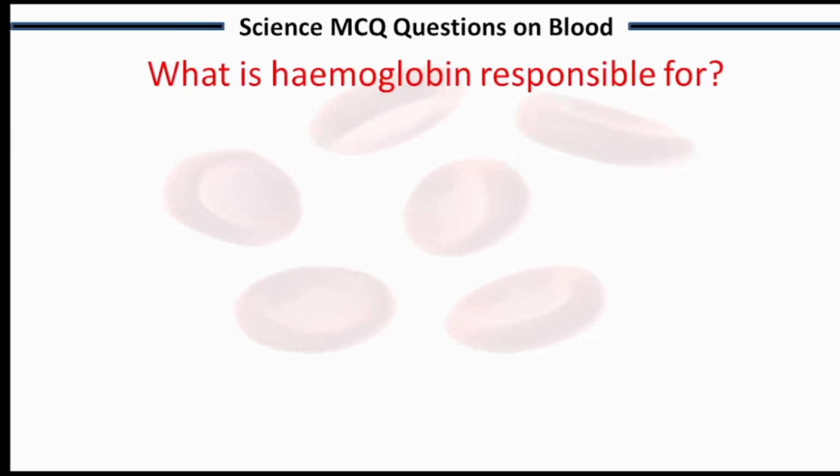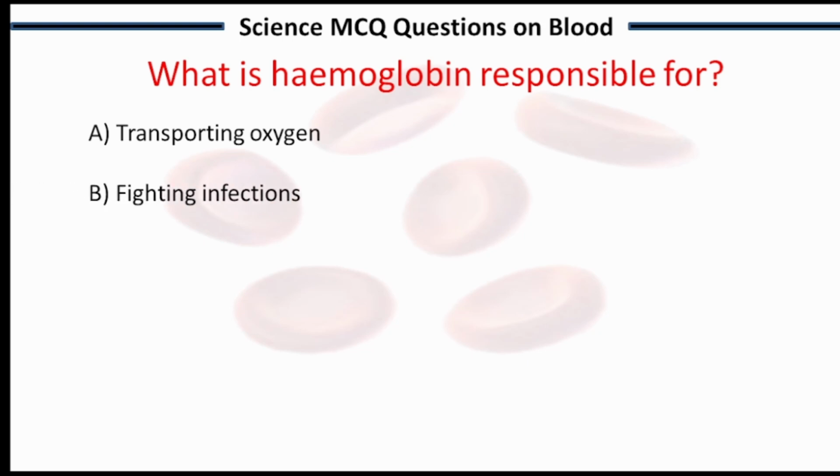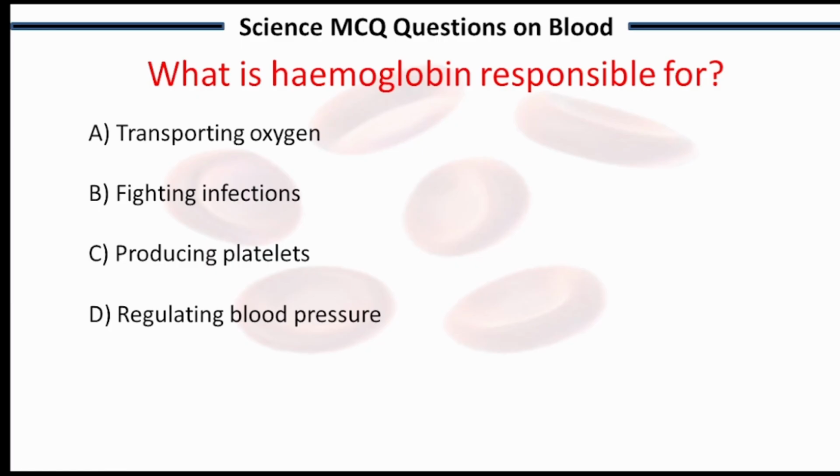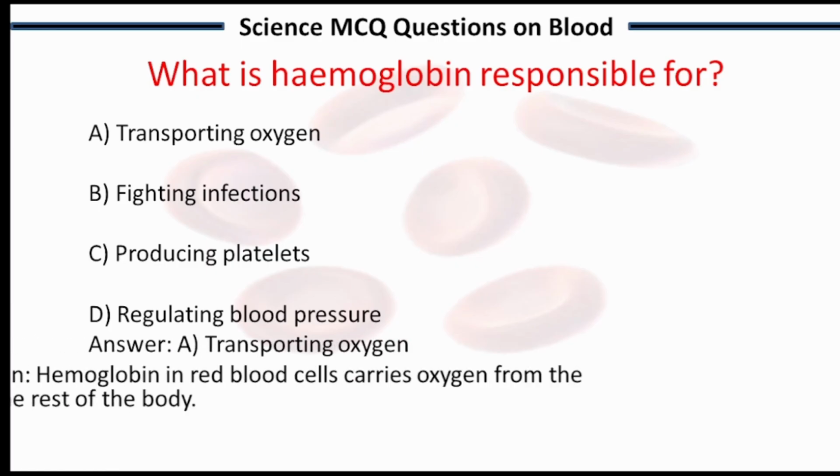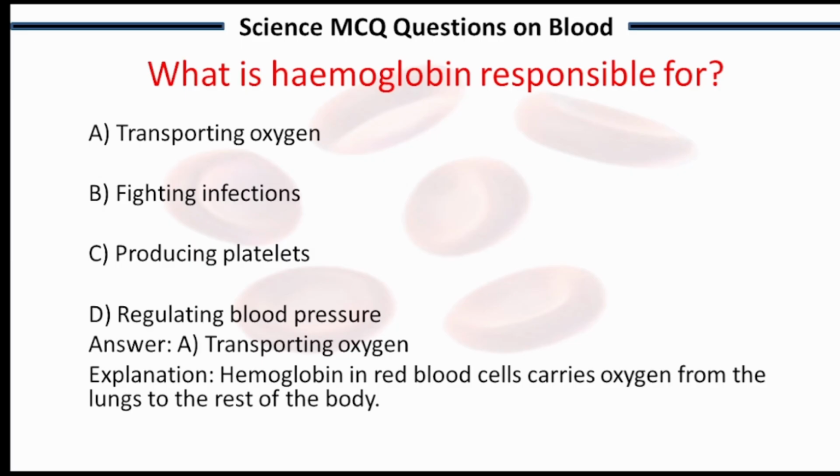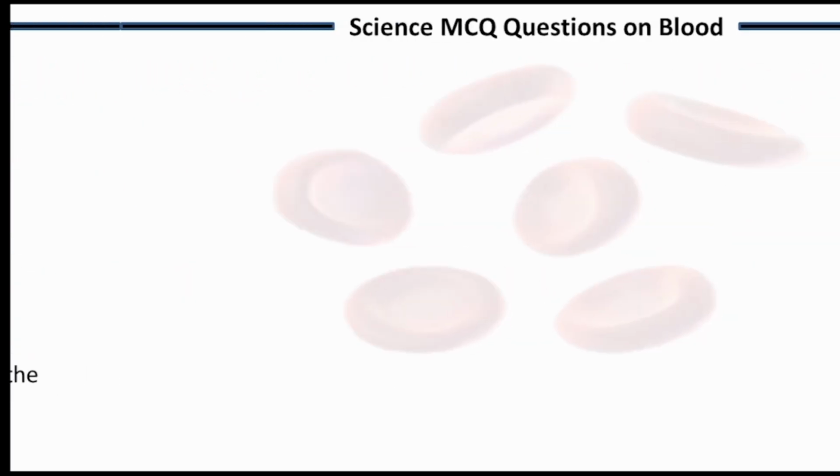What is hemoglobin responsible for? A. Transporting oxygen, B. Fighting infections, C. Producing platelets, D. Regulating blood pressure. Right answer is transporting oxygen. Hemoglobin in the red blood cells carries oxygen from the lungs to the rest of the body.